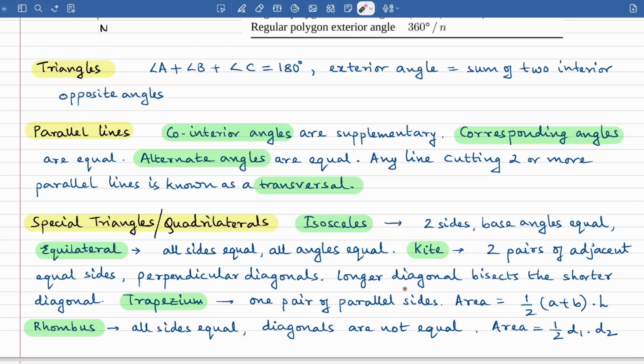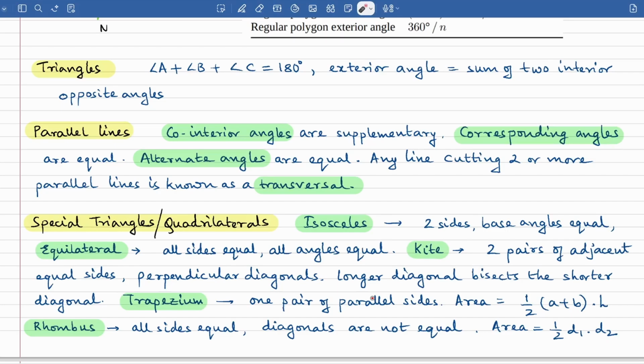A square is also a type of a rhombus, right? Because for a square also you have all these properties existing. So we can use the formula for the area of a rhombus as the formula for the area of a square as well. Since in a square the diagonals are equal, we can say that the area of a square with respect to its diagonals is half diagonal square. This will help you calculate the area of a square much faster.